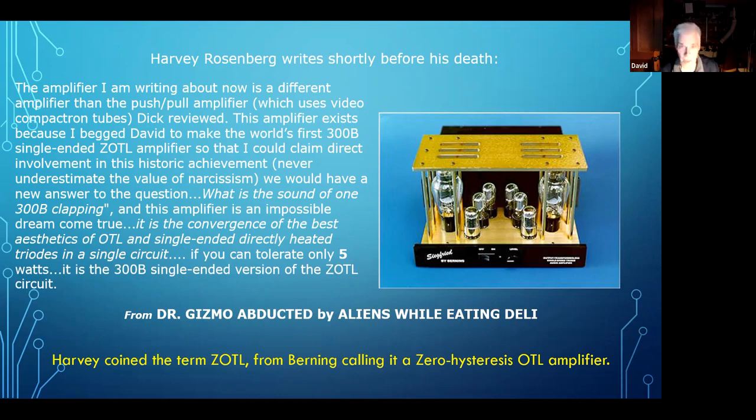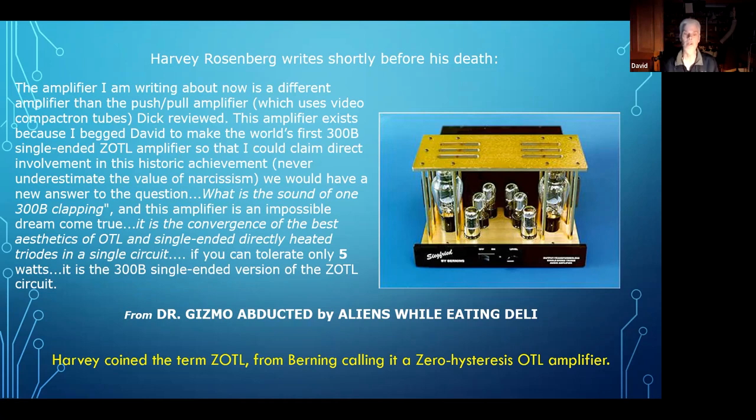Anyway, Harvey goes on to say, this amplifier exists because I begged David to make the world's first 300B single-ended ZOTL amplifier so I could claim direct involvement in this historic achievement. Never underestimate the value of narcissism. We would have the new answer to the question, what is the sound of one 300B clapping? And this amplifier is an impossible dream come true. It is the convergence of the best aesthetics of OTL and single-ended directly heated triodes in a single circuit. If you can tolerate only 5 watts, it is the 300B single-ended version of the ZOTL circuit.